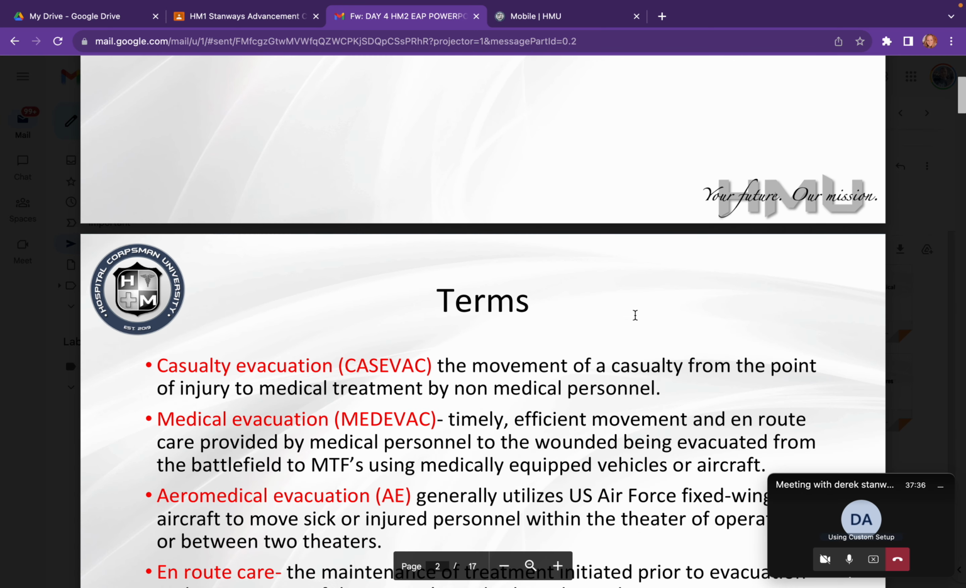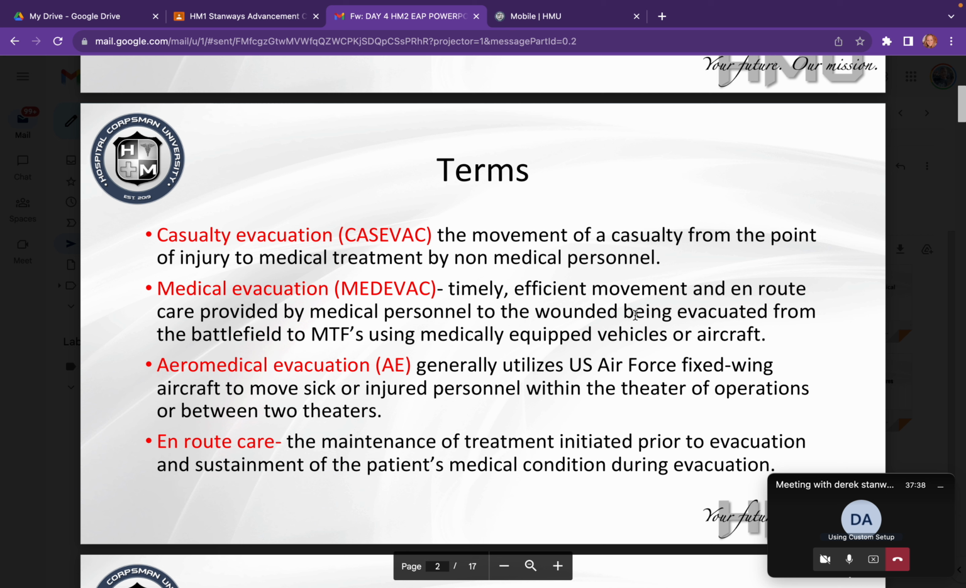Alright, so some terms: CASEVAC, medevac, aerial evacuation. Does everyone know the difference between those terms? CASEVAC is from point of injury to that MTF. Once you get them back to that MTF or CCP or what have you, from that point, if you're going to move them from there, it becomes a medevac, because you're no longer in that combat situation.